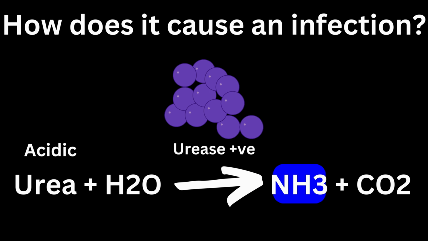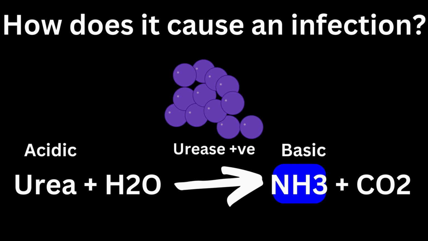But when this bacteria enters the urethra, it's going to start converting all the urea that's produced by the human and turn it into ammonia, which makes this basic. And hence, it's easier for the bacteria to survive in a basic environment.